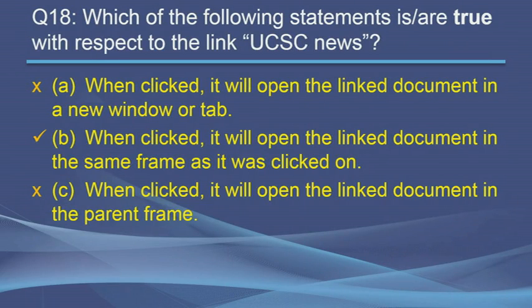When clicked, it will open the link document in the same frame as it was clicked on. Now the target default value, since we haven't defined, is self, so it will open it in the same frame. So option B is correct. When clicked, it will open the link document in the parent frame. Now there is no parent frame here, but it will open it in the same frame as it was clicked on, because it doesn't go to a parent frame.